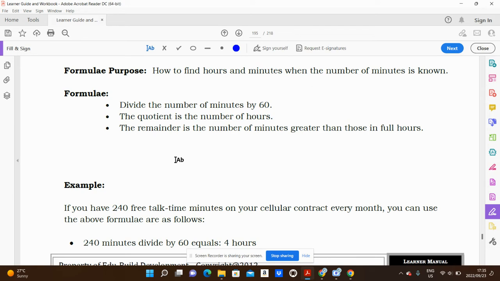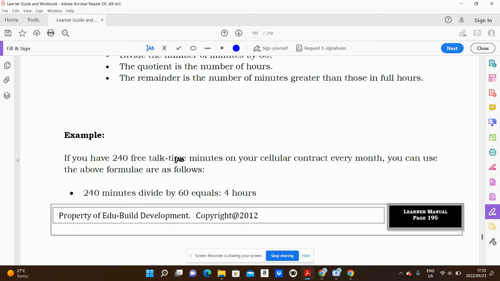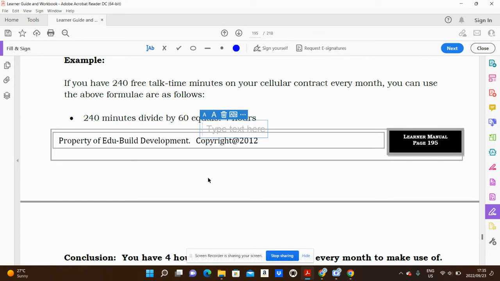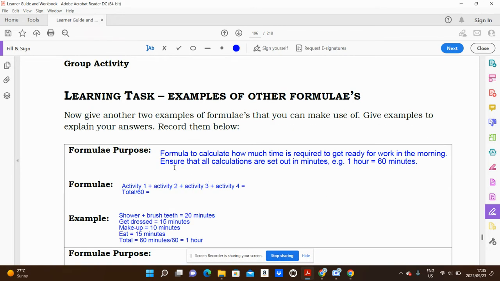It can be anything, any formula that you have researched, whether it's how to calculate or convert kilograms into grams, for example, and you can add that over here. What's the purpose of this formula? It's to calculate how to get from kilograms to grams or vice versa.